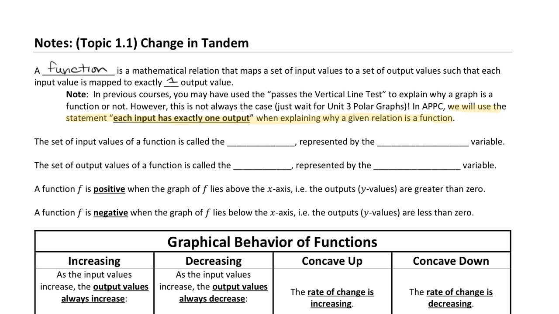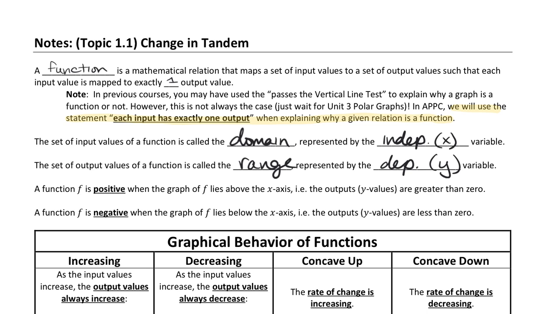Speaking of inputs and outputs, which is how I want you to describe the x's and the y's now, instead of input values of a function, you've called it the domain for a long time, and that is its name. The domain of a function is the set of input values represented by that independent variable, which for the most part is x. It's the one that we're plugging into something. The independent input is your domain. The set of output values of a function is called the range, and it's represented by the dependent variable, which we usually represent as y or f of x.